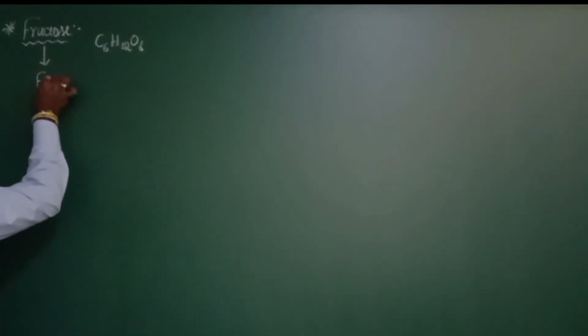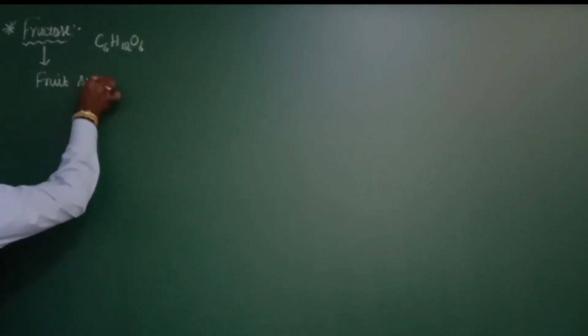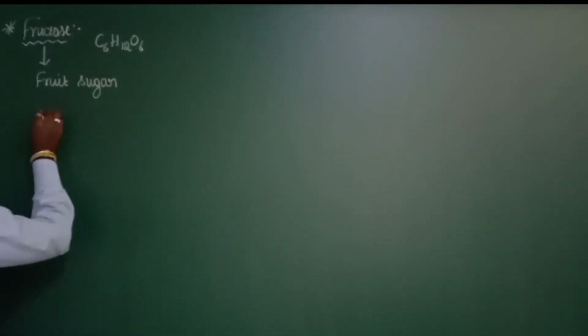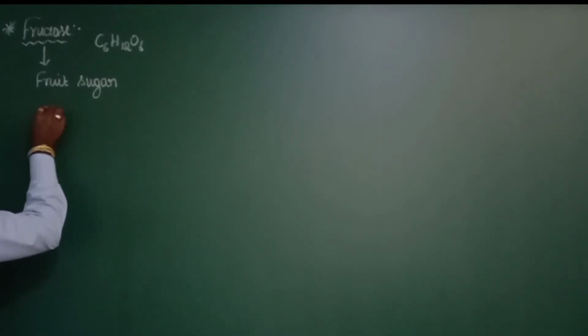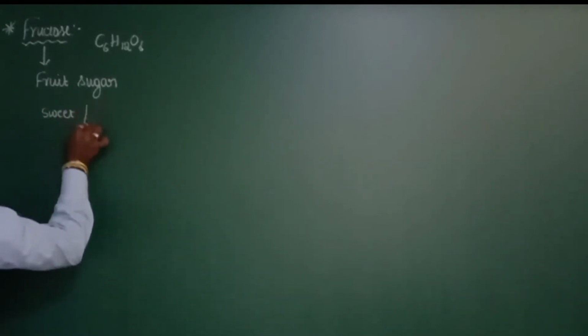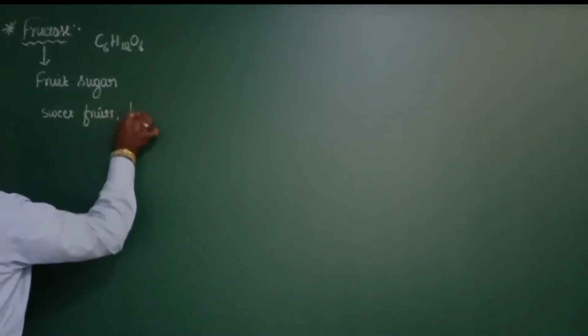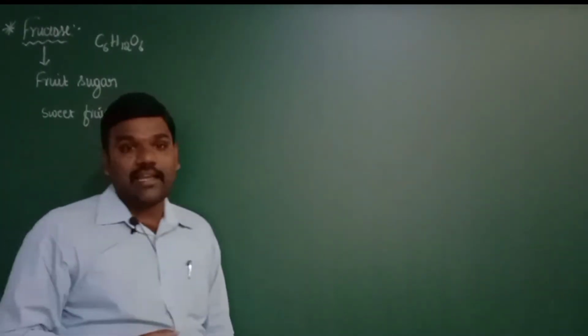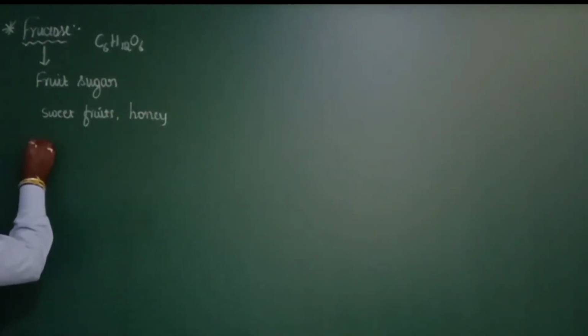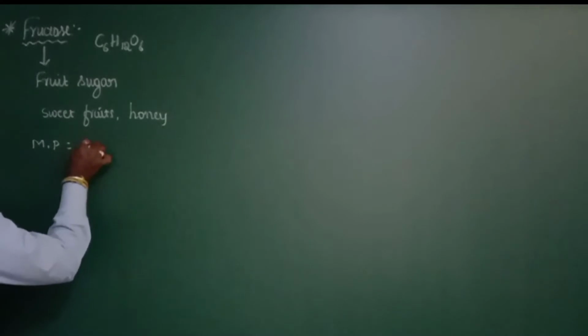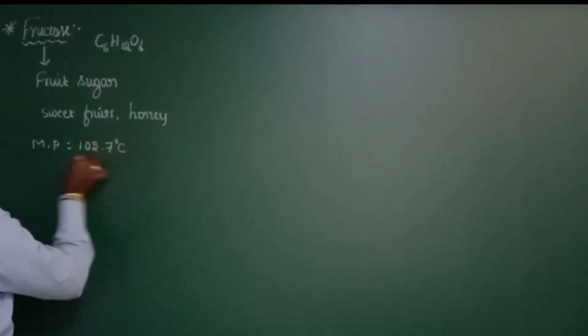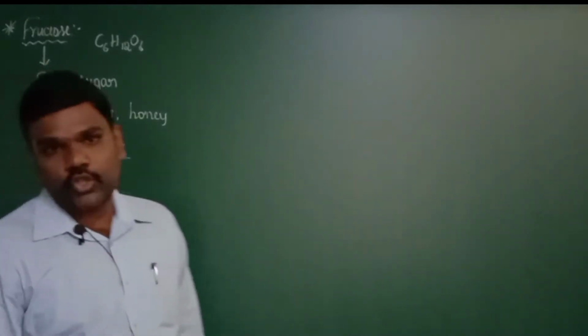And we know that fructose, as the name itself tells you, is a simple fruit sugar. And this fruit sugar, that means fructose, is present along with glucose majorly in all these sweet fruits as well as in honey. So fructose is present along with glucose molecule. We know that fructose is one of the major constituents of many disaccharides as well as polysaccharide units. And fructose has a melting point of around 102.7 degrees Celsius. This is the actual melting point of fructose molecule.